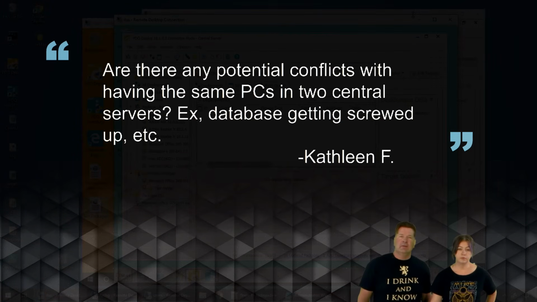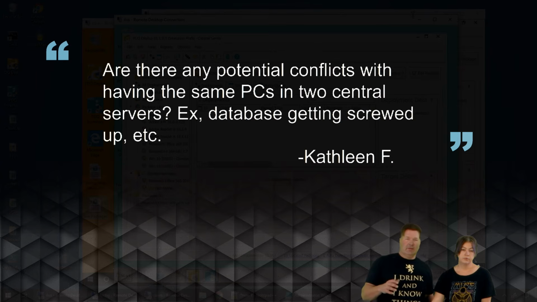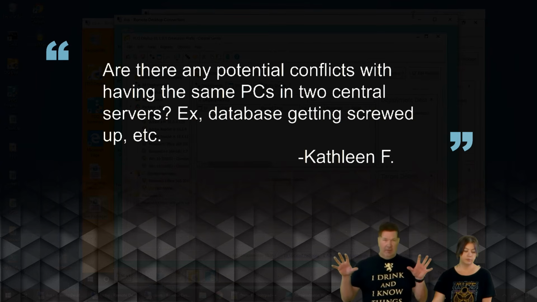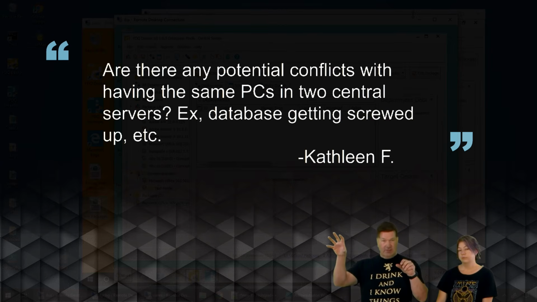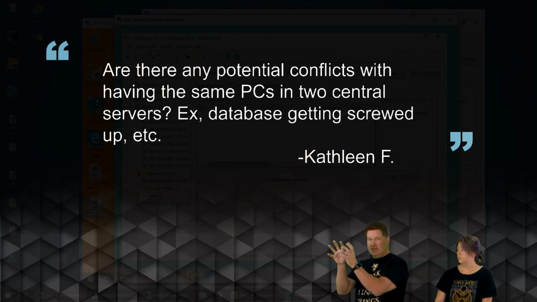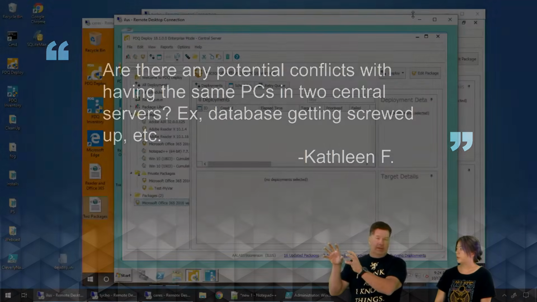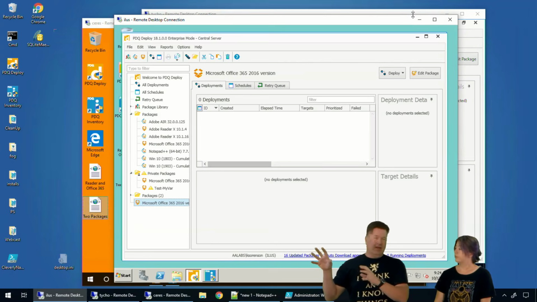Are there any potential conflicts with having the same PCs in two central servers? For example, database getting screwed up, etc. Thanks, Kathleen F. So Kathleen, we'll just say Central Server 1 and Central Server 2. Those are two separate databases. When you point your console at Central Server 2, you're looking at the Central Server 2 database. The database lives up there on the server, so you don't use your local database anymore. There's not going to be a conflict there.